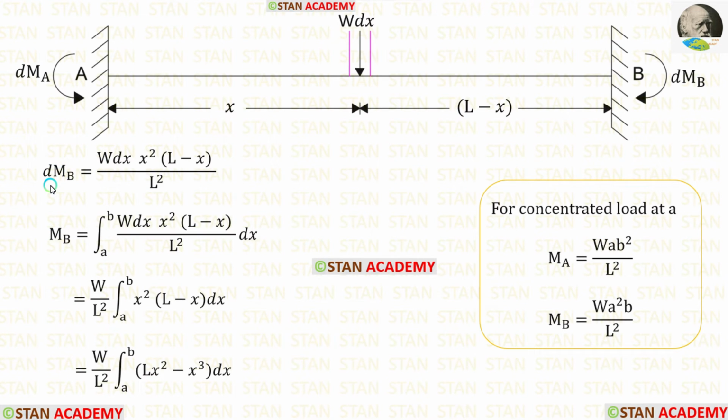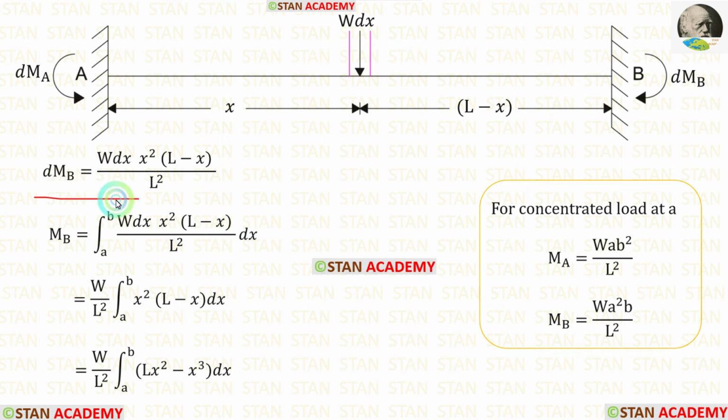Now let us make a formula for dMB. If the concentrated load is acting at a distance of A, the formula for the fixed end moment MB is W A square B upon L square. Instead of W, we have to apply W dx. Instead of A, we have to apply x. And instead of B, we have to apply L minus x.